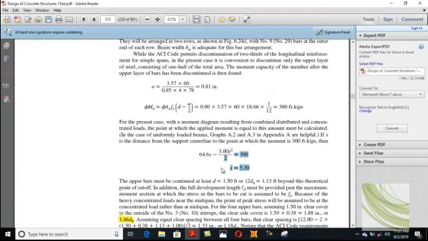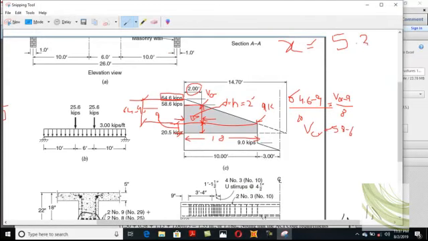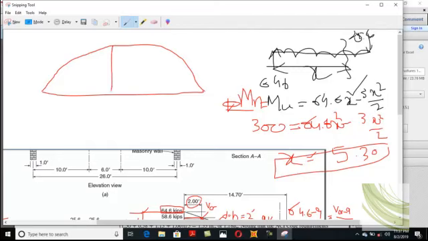5.30. I already told you that it will be roundabout 5.30. Clear? So your x will be 5.30 from the face of the support. This means that if you draw the moment diagram, your moment diagram looks like this shape. Clear? So there is your maximum moment. This is your maximum moment point.